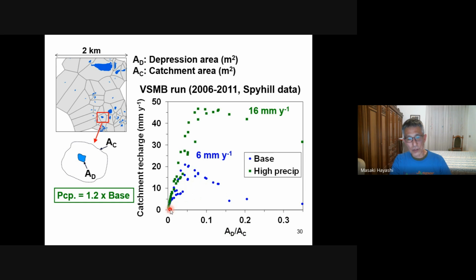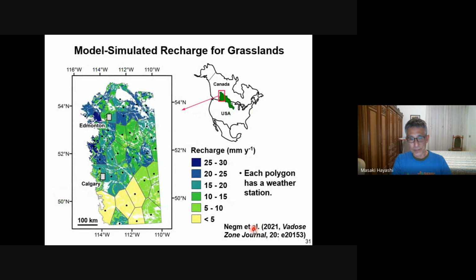So if the ratio is too small, there's too much focusing of runoff water. So this depression simply cannot hold water, it just overflows. So there is little recharge. But if the depression is too large, there is not too much focusing. So there's not enough water input in the depression to overcome the evapotranspiration demand. So this ratio of depression to catchment is important.